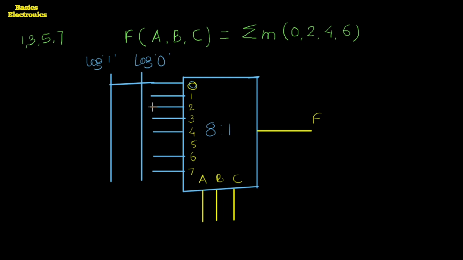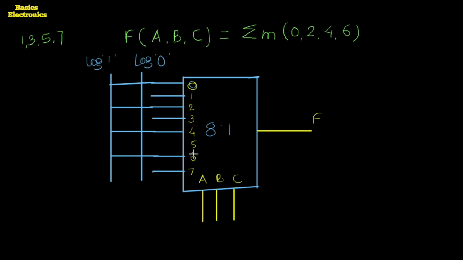Then the second one is connected to logic 1 again. It is the 2 number. Then the fourth number we connect to logic 1 here. Then the 6 number we connect to logic 1. Only 4 lines are there.